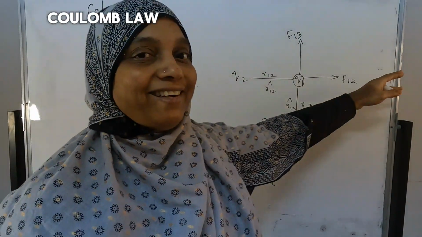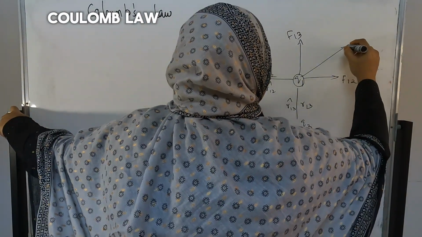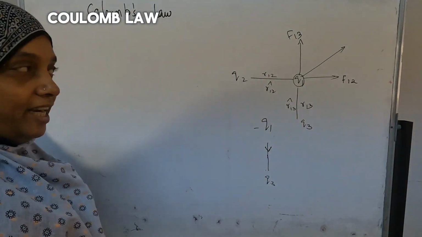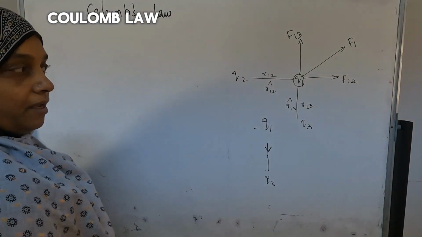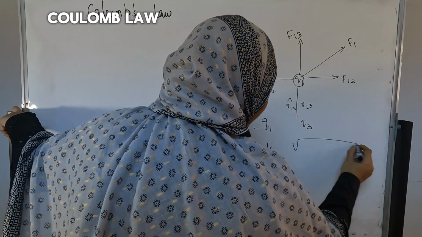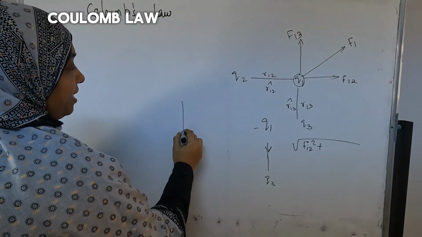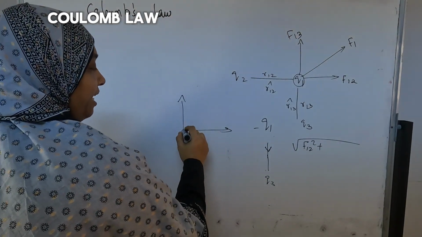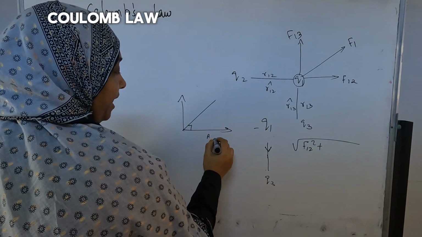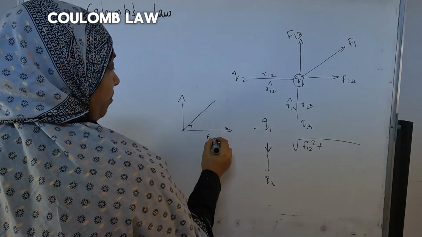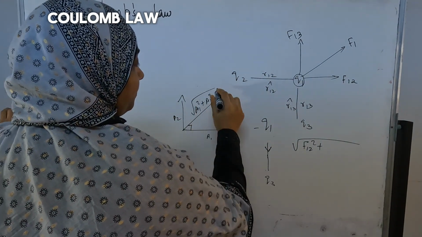So we will use our grade 11 vector concept. The net force will be in this direction, F1. How to use the formula? What is the formula? F1 squared, F12 squared. There we studied two different concepts. If the two directions are at 90 degrees, we write one as A1 and the other as A2, so root of A1 square plus A2 square.